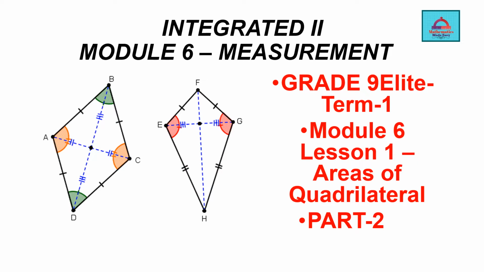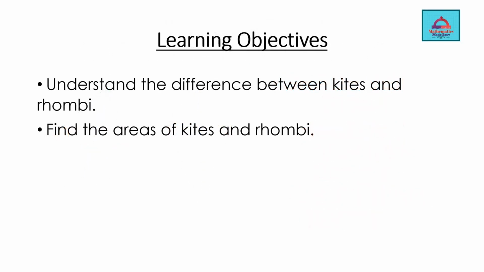And as you see from the pictures, we are going to talk about kite, we are going to talk about rhombus. So let's dive into the video and see what you're learning today. In today's video, our learning objective would be to understand the difference between kites and rhombus or rhombi and to find the area of kites and rhombus.